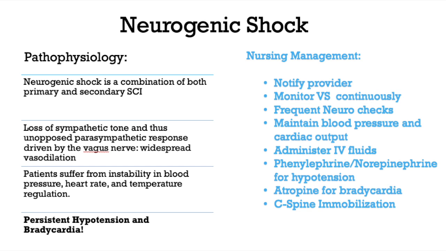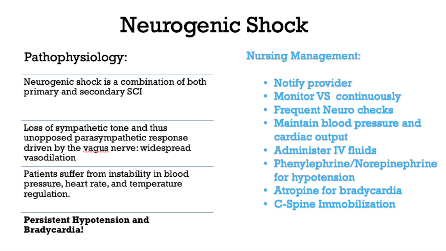That being said, our sympathetic branch of our autonomic nervous system cannot keep up. And the result is widespread vasodilation. That widespread vasodilation, like other forms of shock, decreases the amount of cardiac output that we have, right? It decreases the amount of intravascular fluid volume that we have, and thus decreases perfusion. Okay, so we have decreased circulating oxygenated blood. This is an emergency, just like every other form of shock.